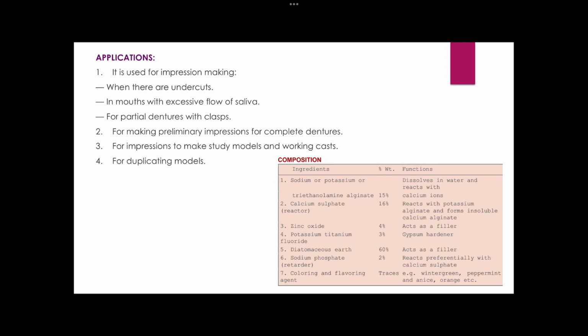What is the composition? Let's see the ingredients and their functions. Sodium or potassium or triethanolamine alginate. It dissolves in water and reacts with calcium ions. It is 15% by weight. Second ingredient is calcium sulfate. It reacts with potassium alginate and forms insoluble calcium alginate. Then zinc oxide. It acts as a filler. Then potassium titanium fluoride. It is a gypsum hardener. Diatomaceous earth, 60%, acts as a filler. Sodium phosphate. It is a retarder. Coloring and flavoring agents are present in traces, like wintergreen, peppermint, orange, anise, etc.